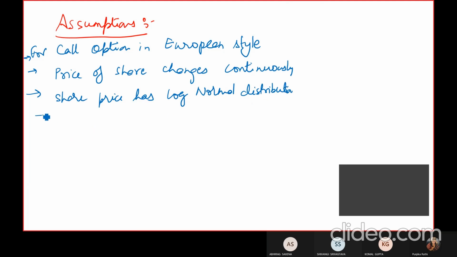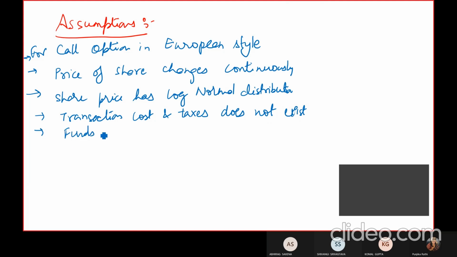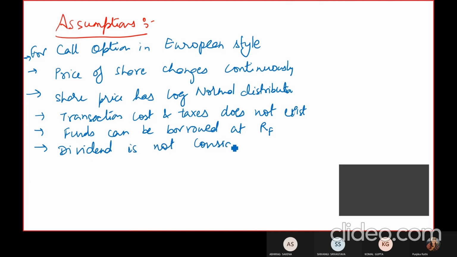Fourth is transaction cost and taxes do not exist. Fifth is funds can be borrowed at risk-free rate of return, and dividend we are not considering. Dividend is not considered.